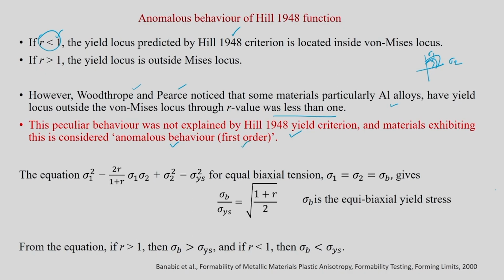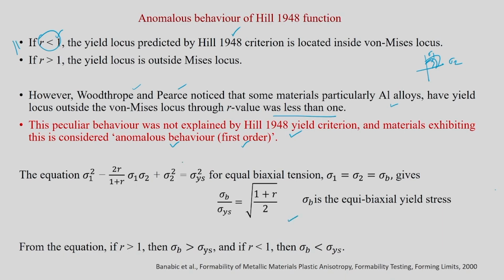There is some anomaly with respect to that material. Why? Because it is not following one of the requirements: that if R is less than 1, which is seen in many aluminum alloys, your yield locus is going to be outside the von Mises equation. This peculiar behavior was not explained by Hill 1948, so we are going to call it anomalous behavior of first order. This can also be defined in this way.